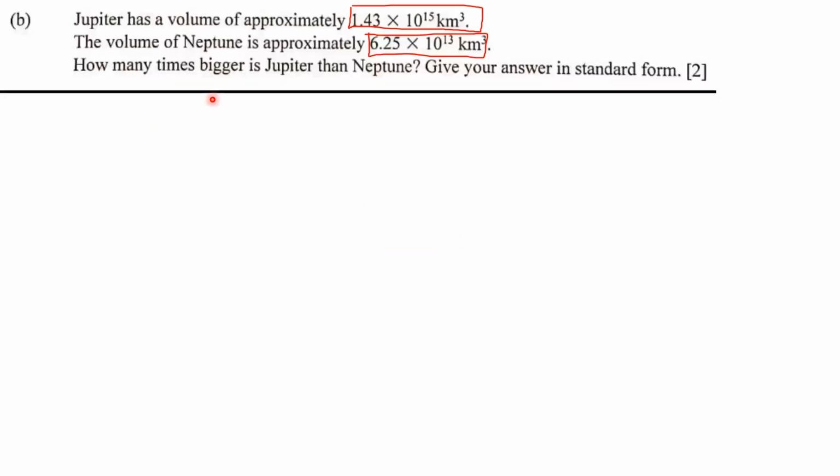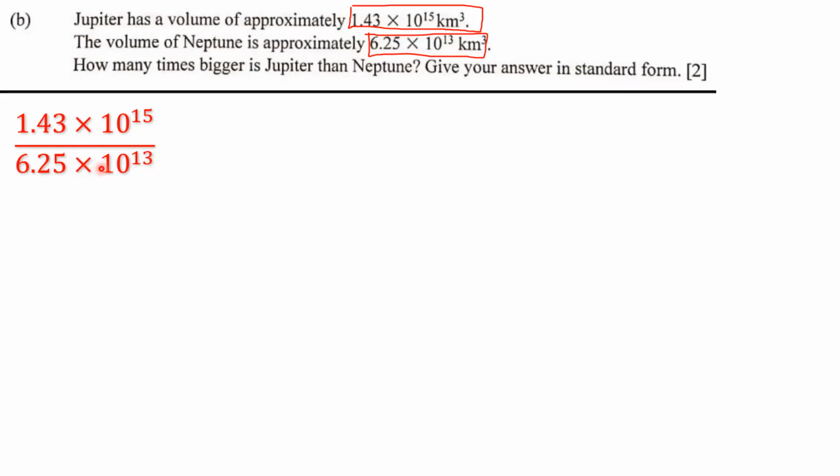Our next question says that Jupiter has a volume of approximately 1.43 times 10 to the 15 kilometers cubed. The volume of Neptune is approximately 6.25 times 10 to the 13 kilometers cubed. How many times bigger is Jupiter than Neptune? Give your answer in standard form. So here, what they want us to do is actually divide these two numbers that are written in scientific notation. So we have the bigger volume, which we're going to put on top, 1.43 times 10 to the 15. We have the smaller volume at the bottom, 6.25 times 10 to the power of 13.